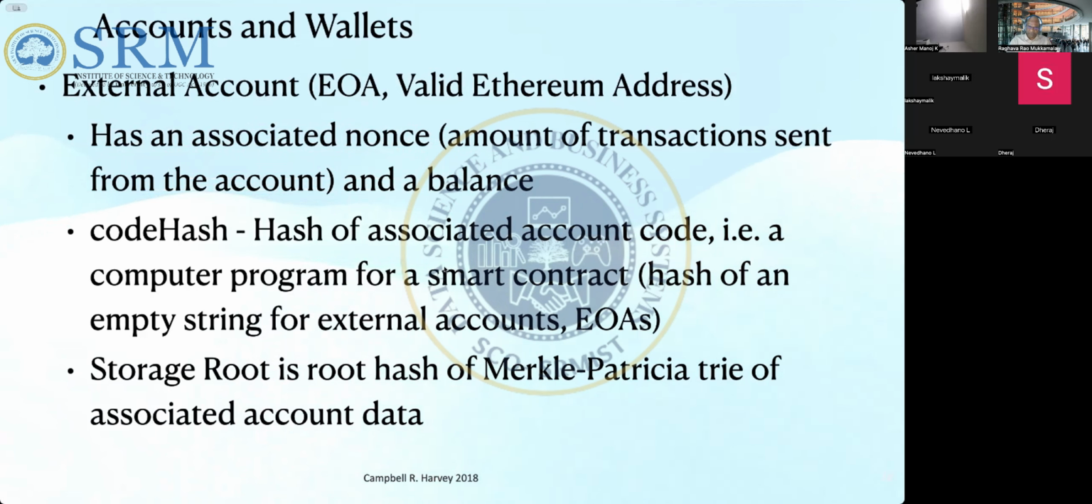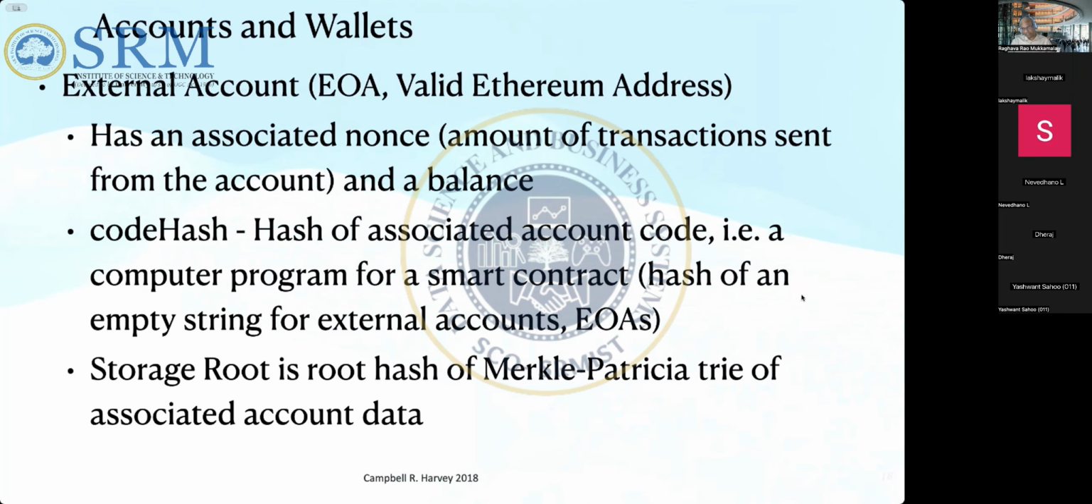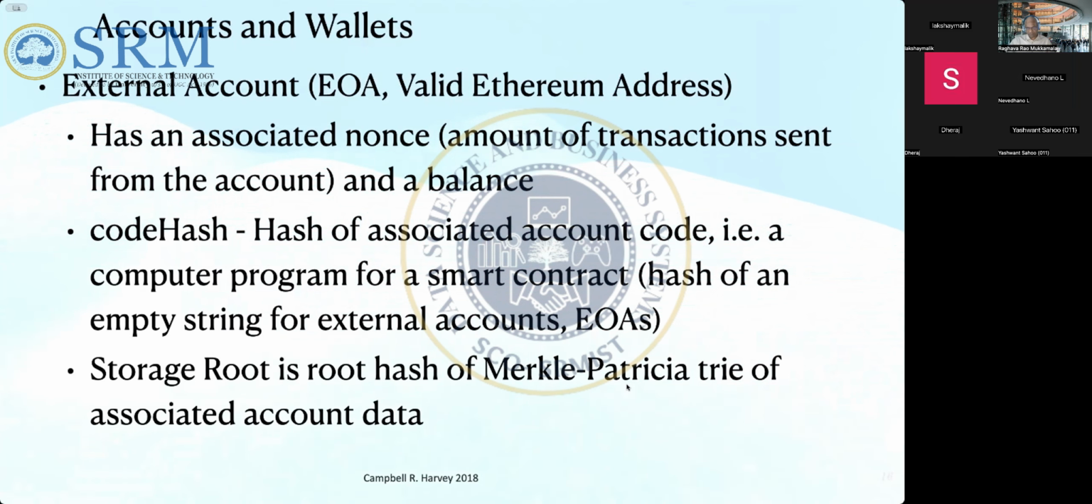And in case of an external account, they don't have any code, right? So then you just put a hash value of an empty string for the external account. And then you have a storage root, which is the root hash value of the Merkle Patricia tree. So this is nothing but a cryptographic structure associated with all the account data. For example, let's say that you have a series of transactions made from your account, and all that information will be organized into this form. And remember, this is the same structure which is also used with the blocks for arranging the transactions.